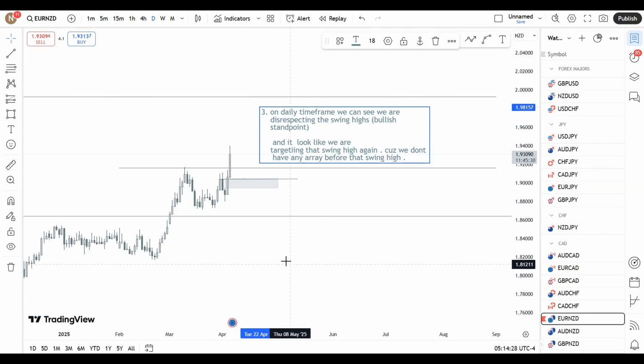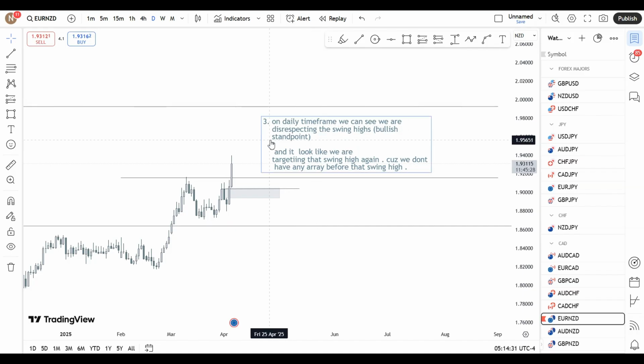So on daily, let's rate this. On the daily time frame we can see that we are disrespecting the swing high, right? We are not fulfilling that lower time frame criteria, which makes this a proper disrespect candle, right? And it looks like we are targeting this swing high.